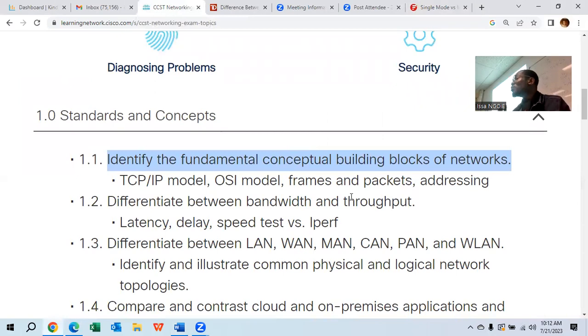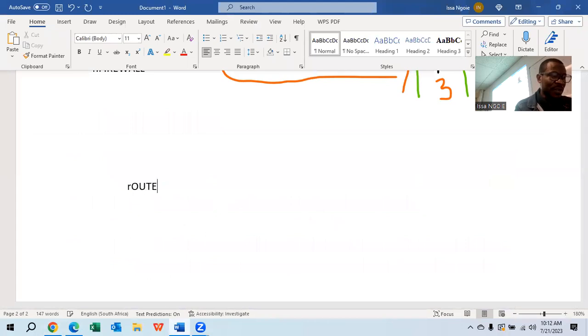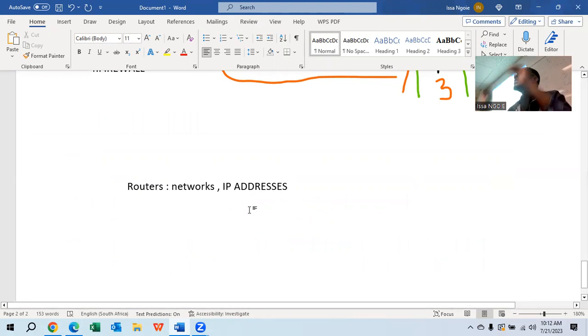Okay, now we're gonna talk about routers, right? We're still on the building blocks. Guys, wherever we are talking about routers, you must see networks. And when we are talking about networks, you must see IP addresses, right? Routers use the IP address for making decisions. Routers connect networks, right?